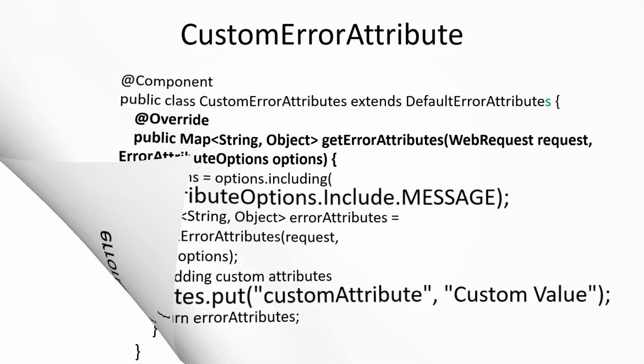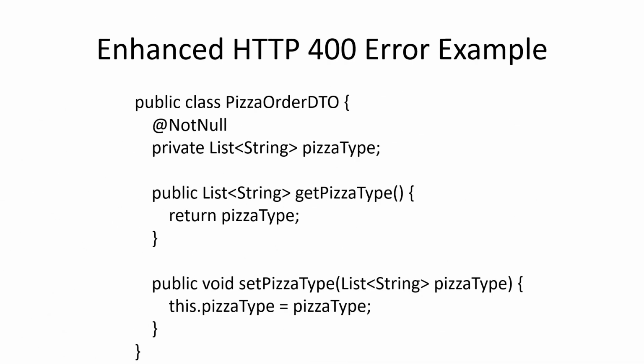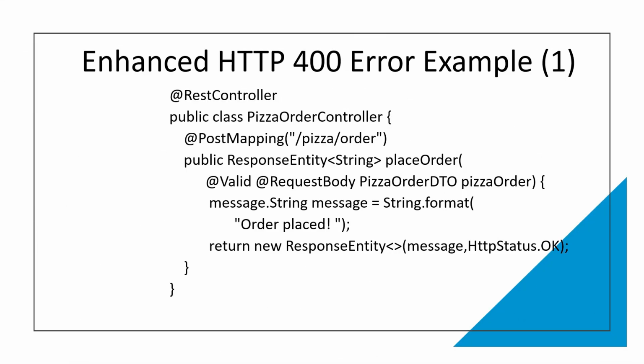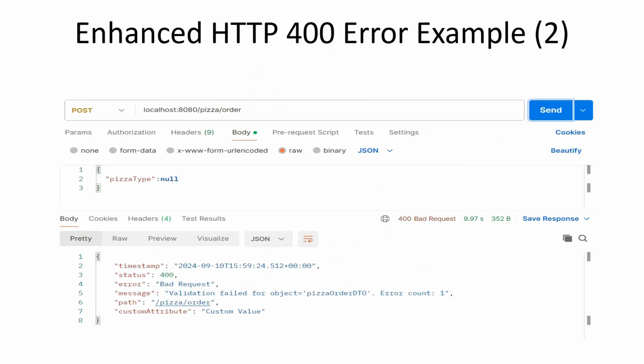Let's say we have a DTO with a pizza type field annotated with @NotNull. Here is a sample of the controller. The API accepts the pizza order DTO as input and validates it using the @Valid annotation. This Postman calls the controller with the input pizza type. However, note that pizza type is null, which violates the @NotNull rule. In the bottom window, we see the output from the controller. We can see the message indicating which field violated the rule. Also, we see the custom message we just created.